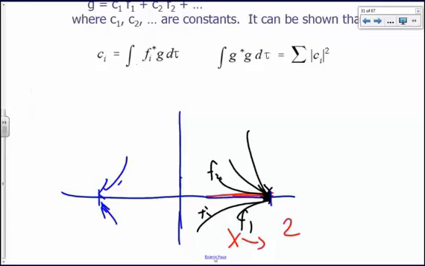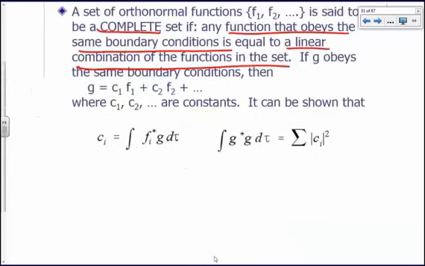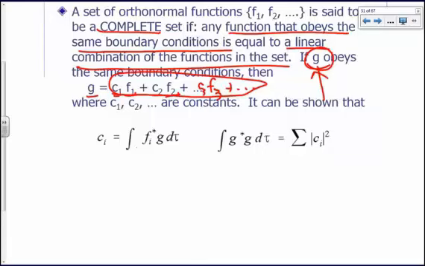If you have a function that follows the same boundary conditions as your orthonormal set, let's say function g obeys the same boundary conditions, then you should be able to write g as c1 f1 plus c2 f2 plus c3 f3 and so on. What do you call that? Constant times function 1 plus constant times function 2 plus constant times function 3. You call that a linear combination of functions f1, f2, f3, and so on. So any other function that may not be part of that orthonormal set, but obeys the same boundary conditions as the functions in the set, you can write as a linear combination of the functions in the set.